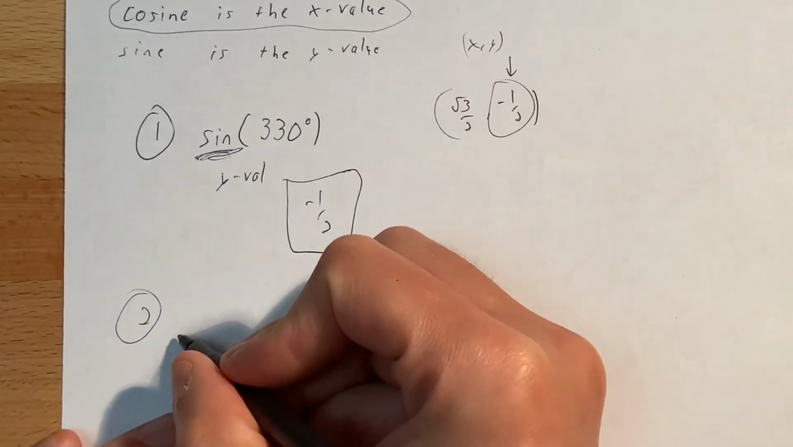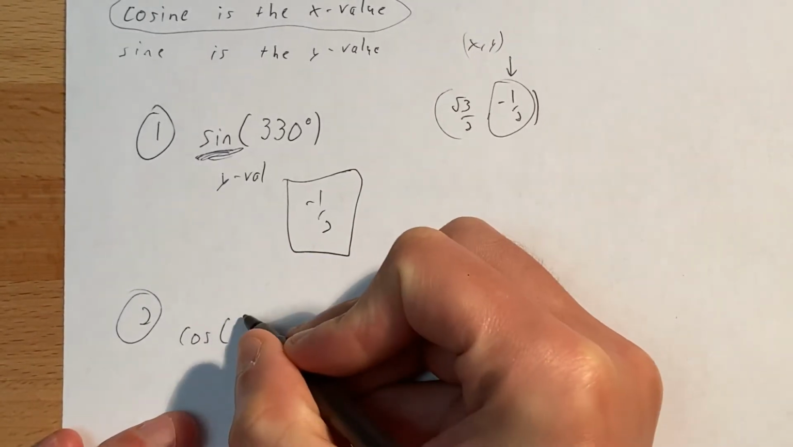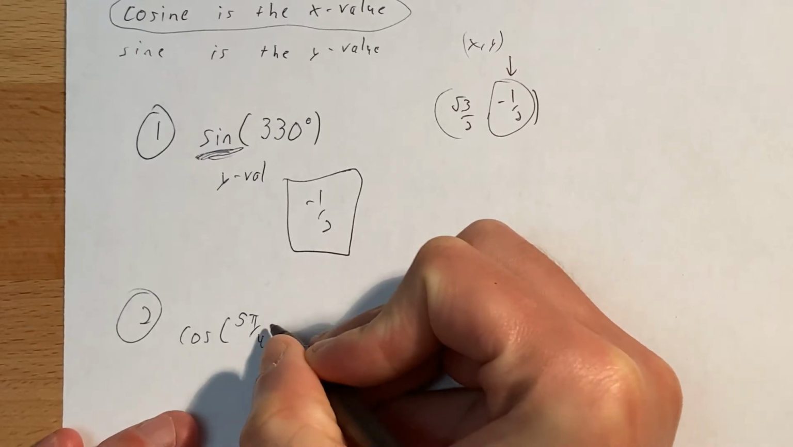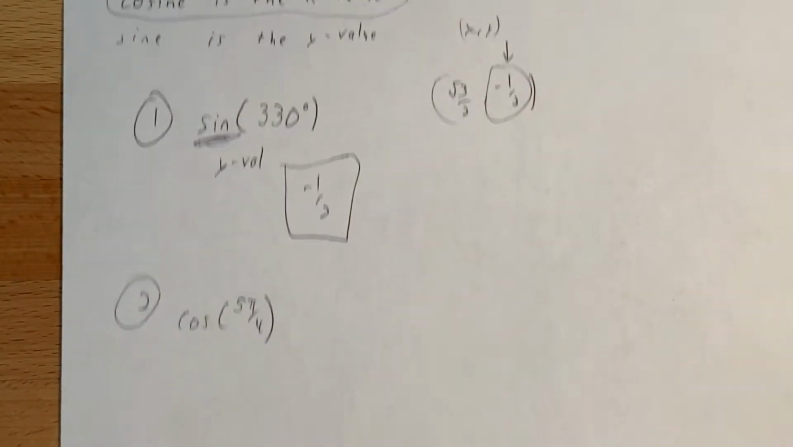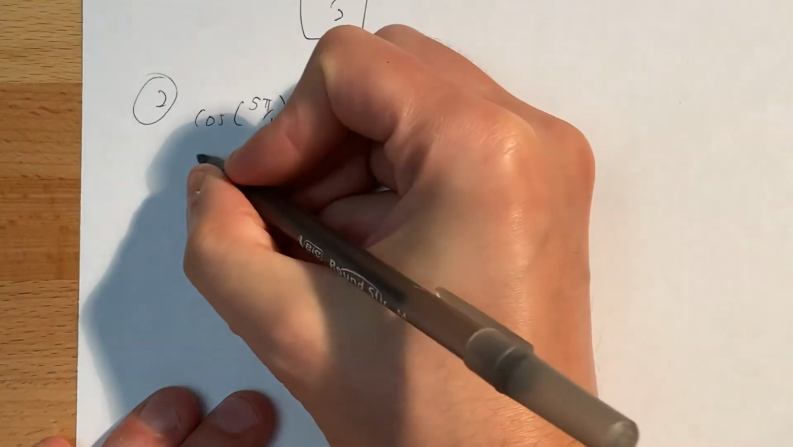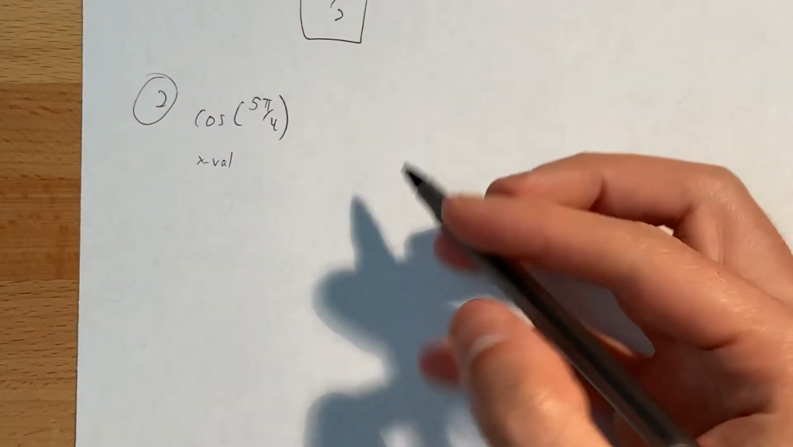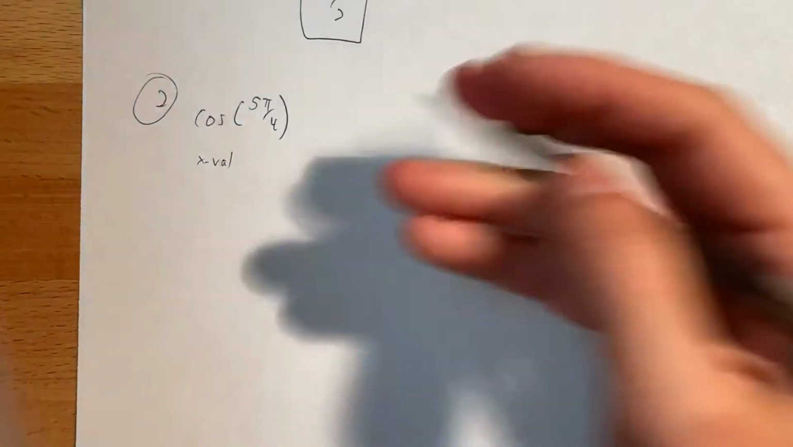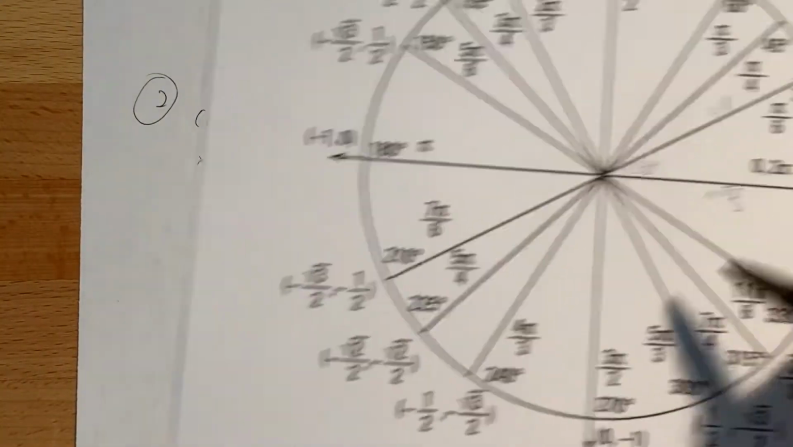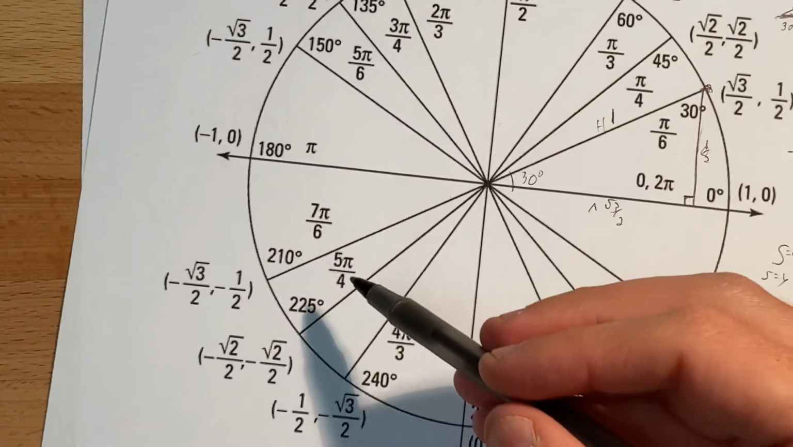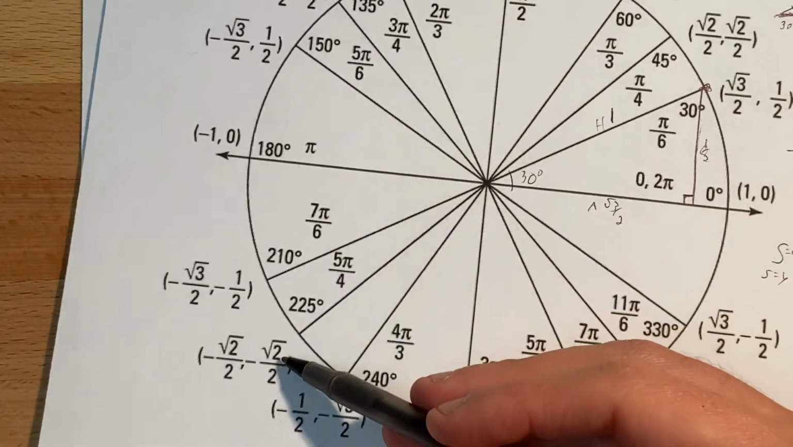Two. Let's say I wanted to do the cosine of 5 pi over 4. Maybe this time I'll say, oh yeah, cosine is the x value, so I'll write myself that little note first. I'll go to 5 pi over 4, and I'll see what the x value is. So search, search, search, search. 5 pi over 4 is this one right here.